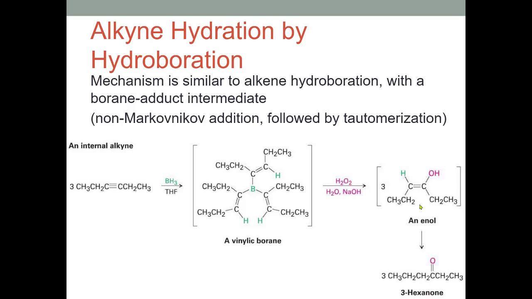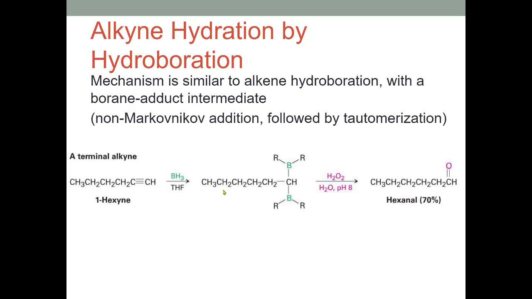Notice, please, that the internal alkyne, again, has no Markovnikov selectivity. So seeing it on an internal alkyne, we could have drawn the OH on either of these two carbons, which means that the ketone could have been on either of those two carbons. In this case, the molecule is symmetrical, it doesn't matter, but if it was asymmetrical, you would in fact get two products.